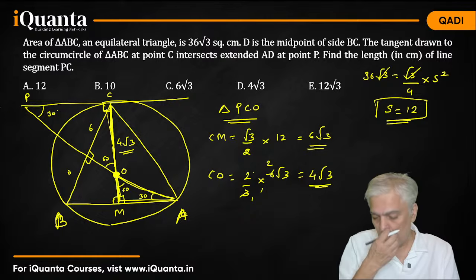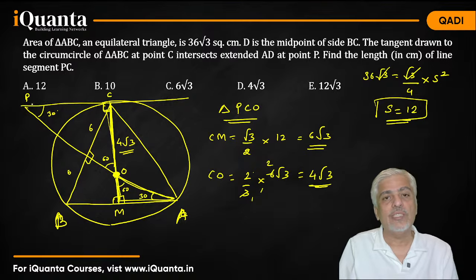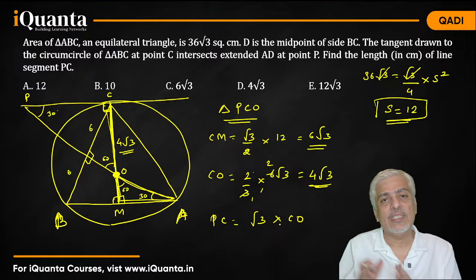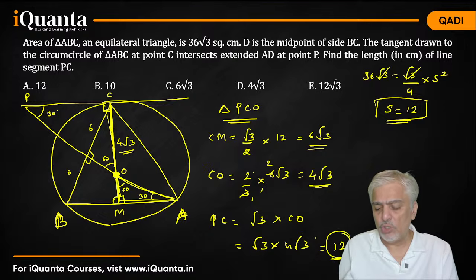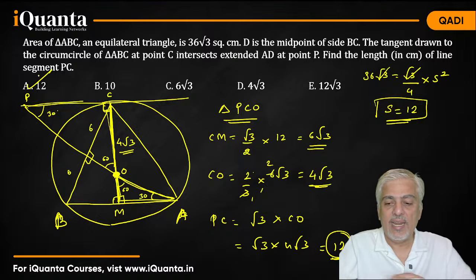Triangle PCO is a 30-60-90 triangle where I have got the side opposite to 30 degrees and I want to find the side opposite to 60 degrees. So PC will be root 3 times CO, because side opposite to 60 is root 3 times side opposite to 30. So 4 root 3 into root 3, which will become 12. Maybe some other approaches also could have been used, something else also could have been asked, but this I thought was the easier approach right now over here. Got this very quickly. PC is 12, option A.